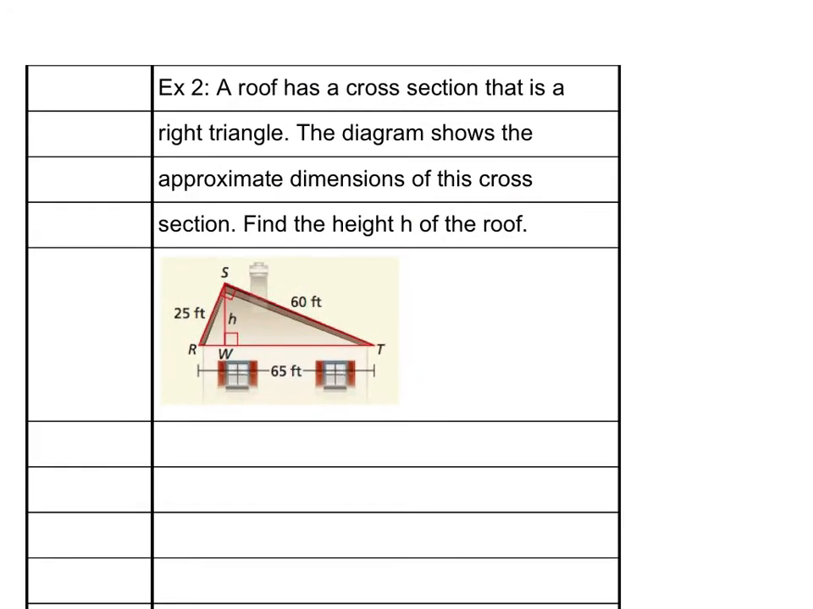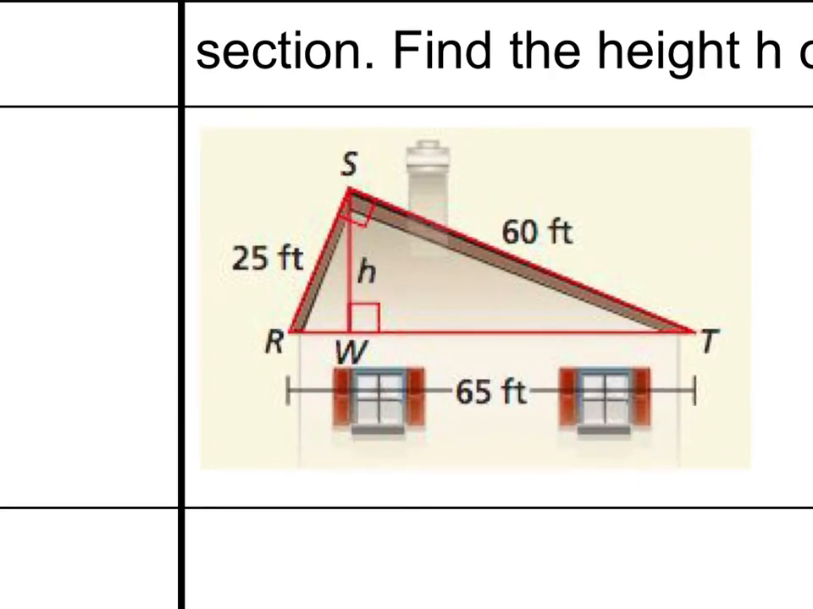Example 2 says a roof has a cross section that is a right triangle. The diagram shows the approximate dimensions of the section. Find the height of the roof. In this one, we're finding the value of the altitude. So we have a couple different triangles there, right? We have this small triangle, where we know the hypotenuse is 25, but we don't know the legs. We have this triangle in blue, where we know the hypotenuse, but not the legs necessarily. And then we have the original triangle in yellow, and we know the legs and the hypotenuse of that.